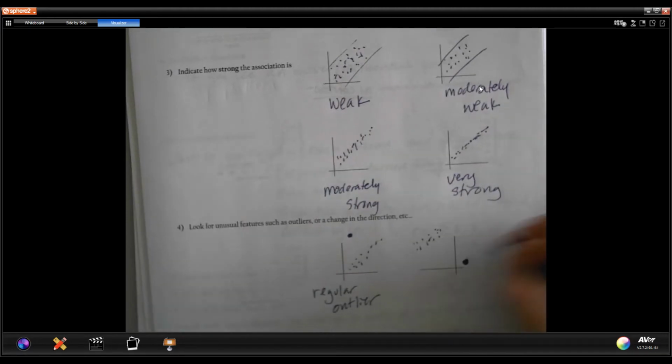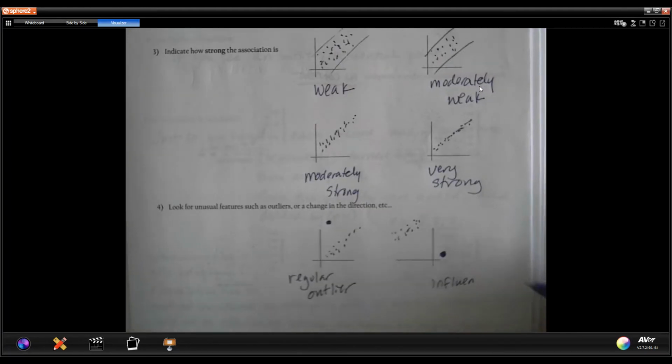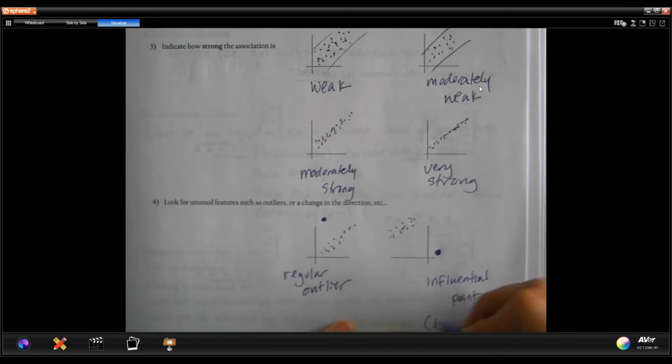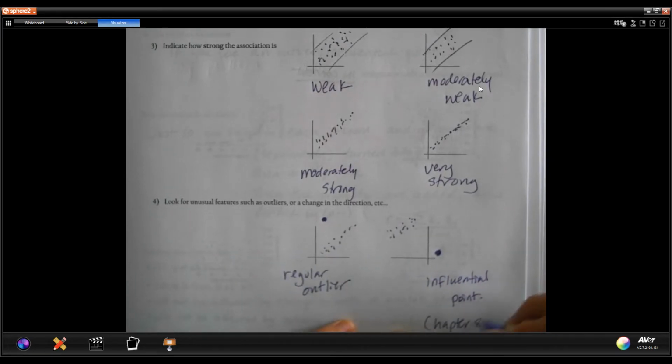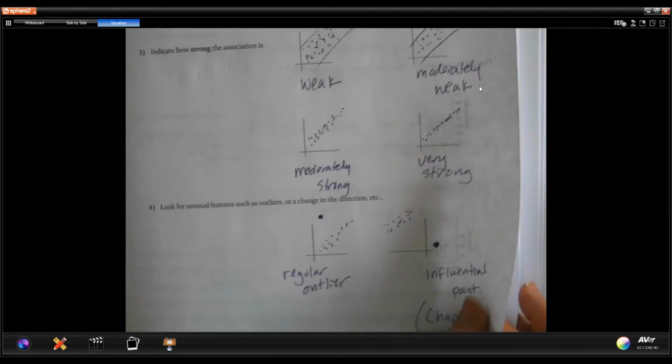But we'll talk more about this in a later chapter. Some outliers, based on where they are, are called an influential point because it influences the whole model that you're going to create. So that's called an influential point, and we'll talk more about this in chapter 8. Okay, influential points. Alrighty, so there we go.